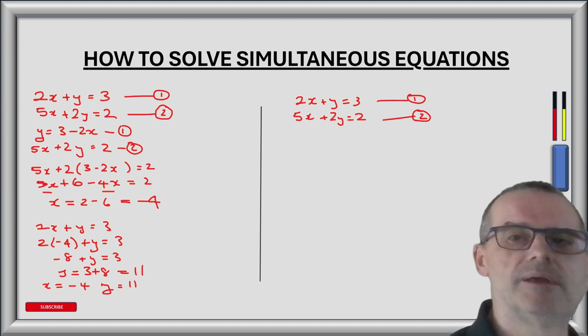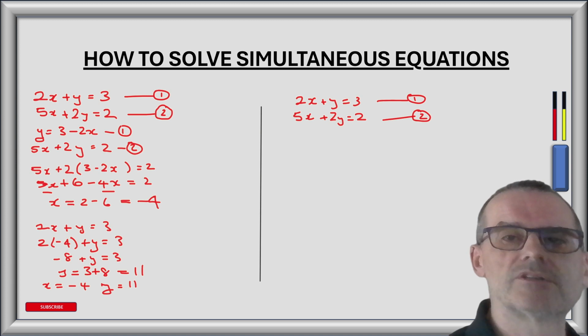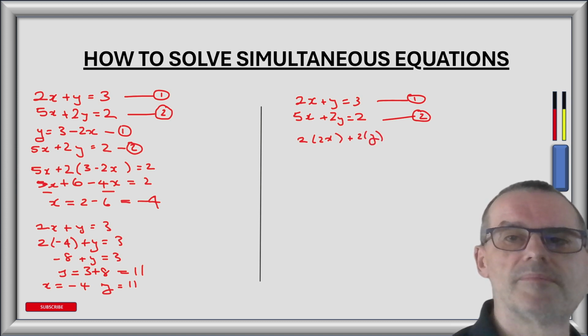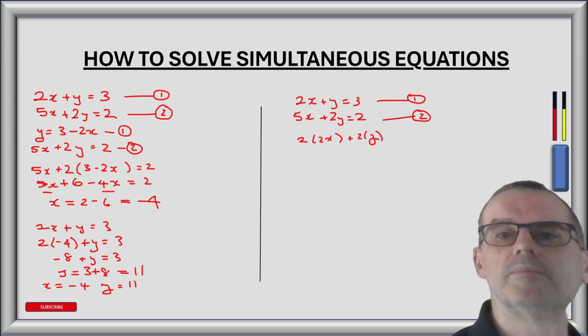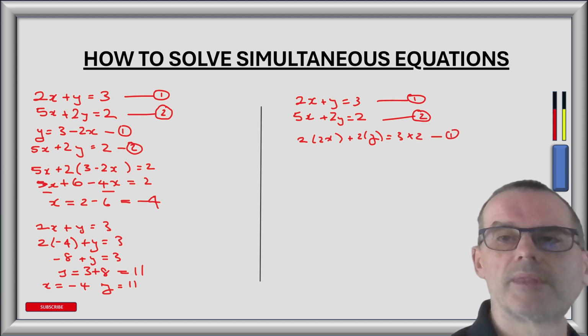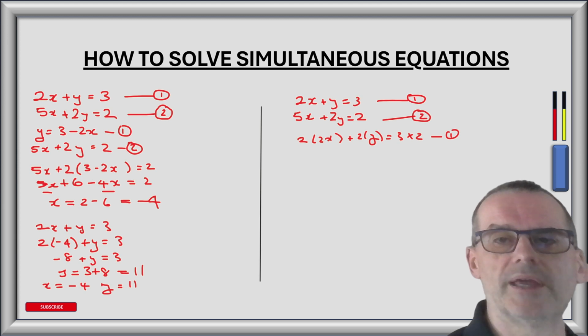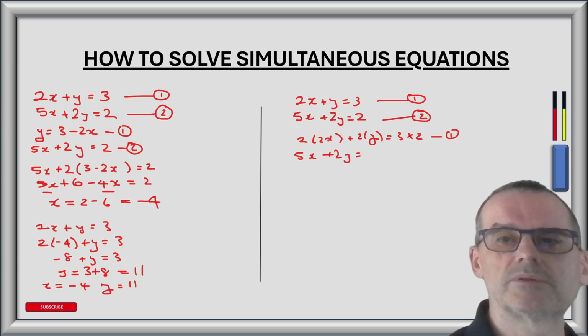To do that, I'm going to multiply equation 1 by 2. When I do that, I get 2 times 2x plus 2 times y is equal to 3 times 2. So that's equation 1. And then equation 2 is 5x plus 2y is equal to 2.